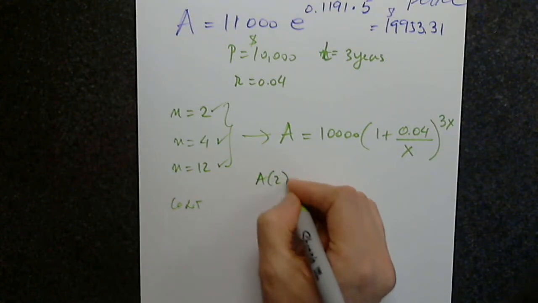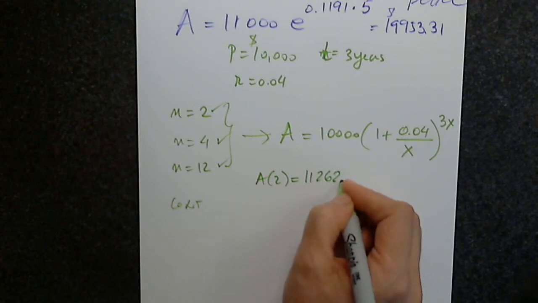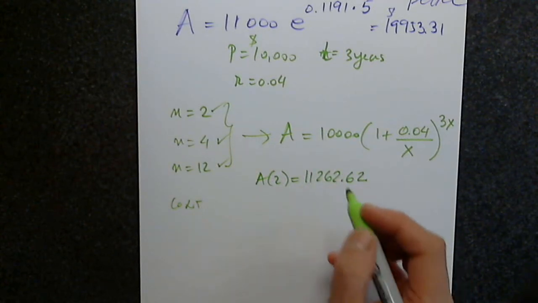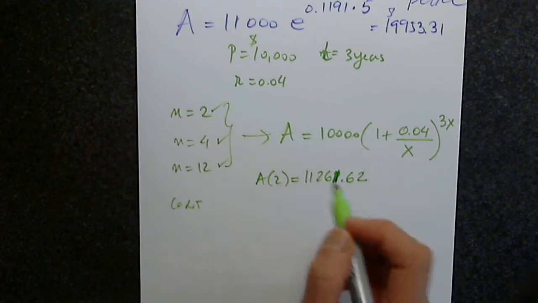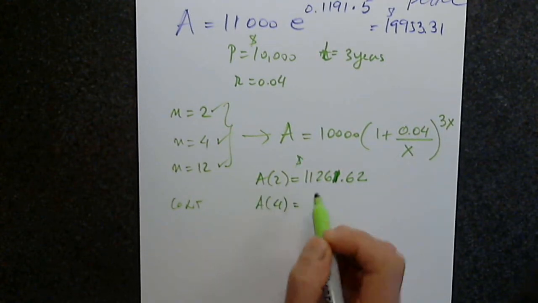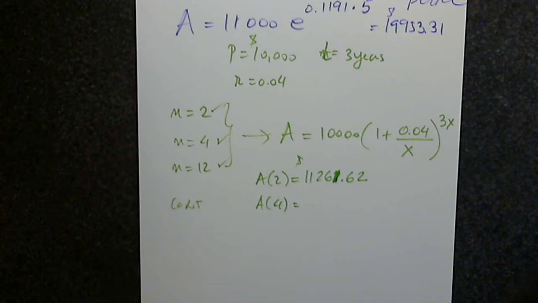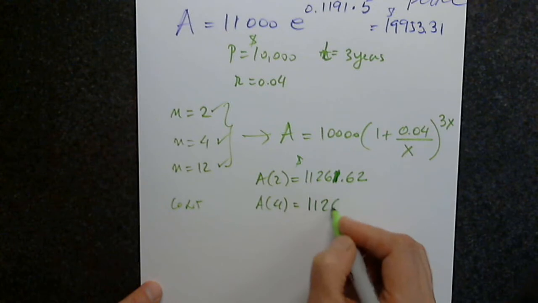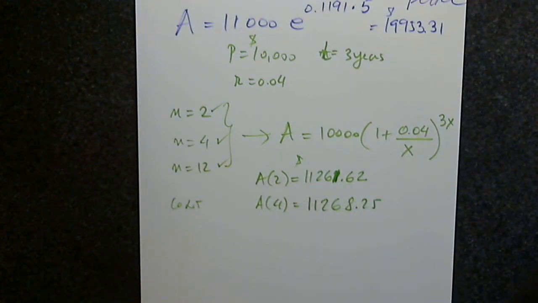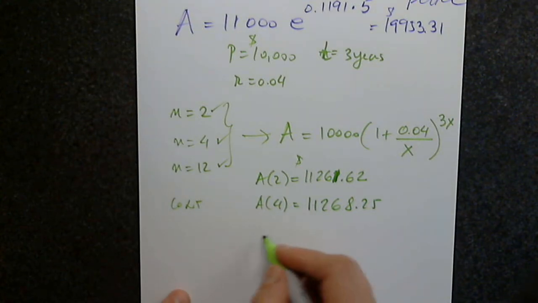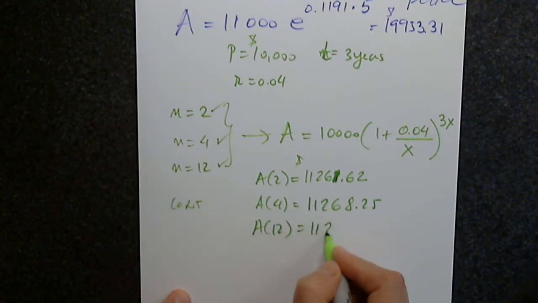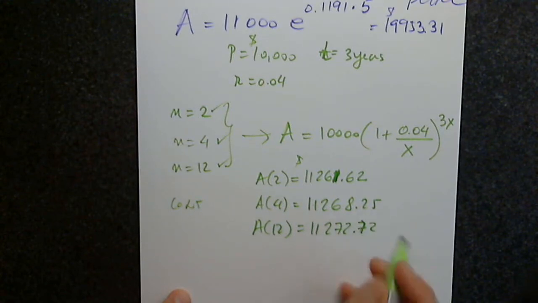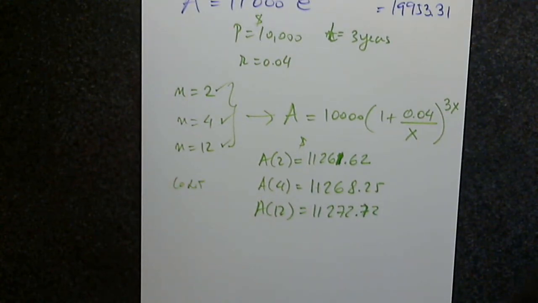So A of 2 is 11,262.62. A of 4, I think in the regular calculator it gives at least 2 digits, 11,268.25. And the third one, A of 12, 11,272.72. And now the last one, I don't need to put in the calculator because it's just one calculation.